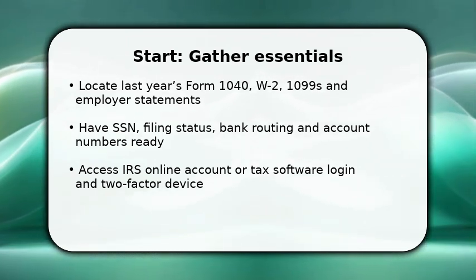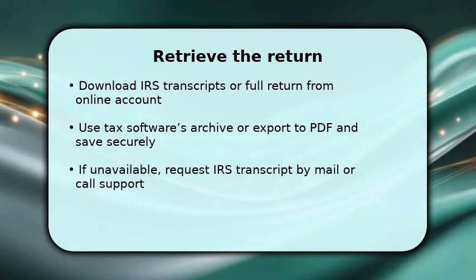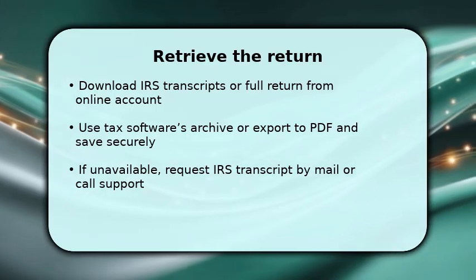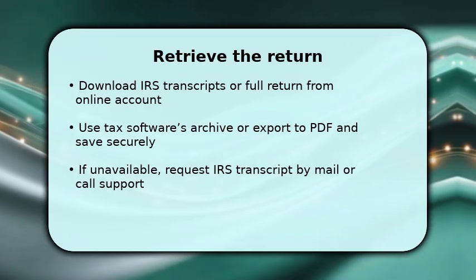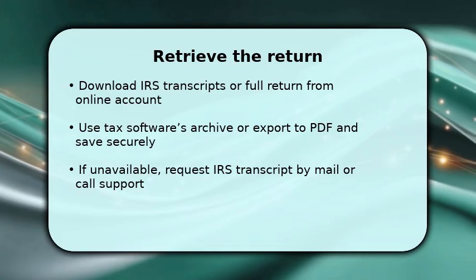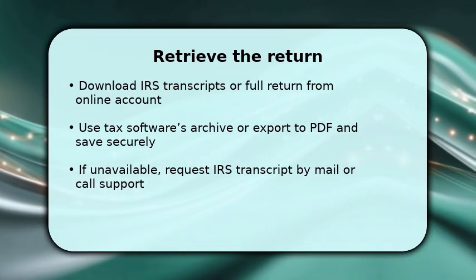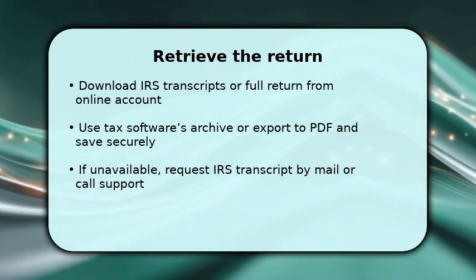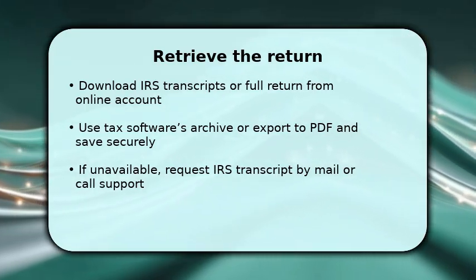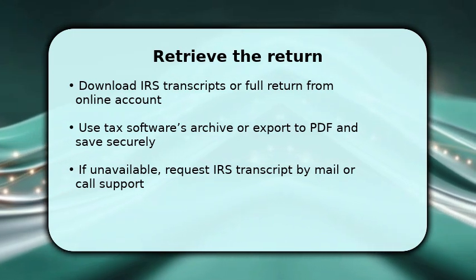You now focus on pulling the actual document. Log into the IRS account and request a tax return transcript or download the full return PDF from your tax software. Once available, export and save it to an encrypted folder. If online access fails, use the IRS Get Transcript tool or phone support to request a mailed transcript and be ready to verify identity. Also, make sure to check archived email confirmations from your preparer, because those often include return copies or secure links to download them.